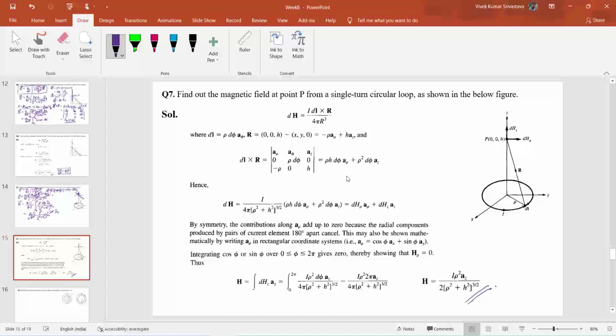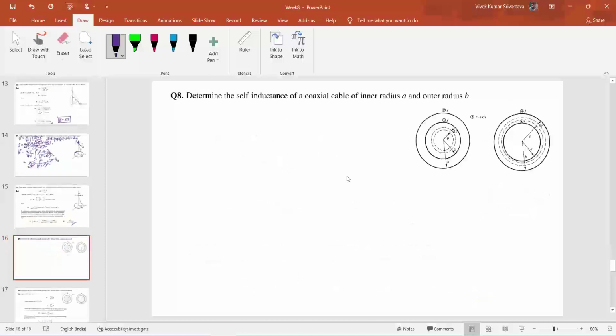So I hope this will be clear to you. So now moving to the next problem. In this problem we have to determine the self inductance of the coaxial cable of inner radius A and outer radius B. So suppose this is my coaxial cable, where this is the inner conductor having a radius of A, whereas the outer conductor is defined by the radius of B, okay. So we have to determine the self inductance of this coaxial cable, okay.